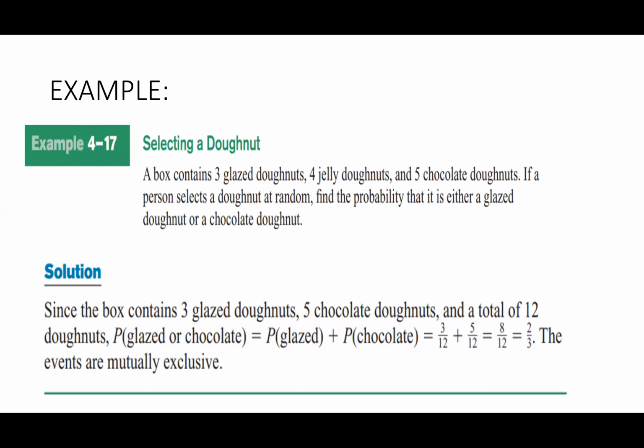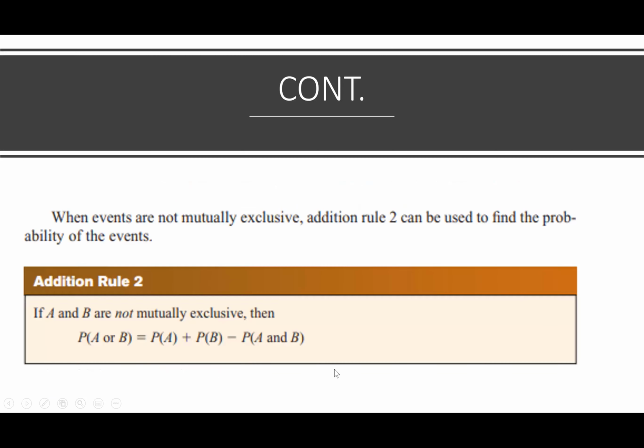For example, a box contains 3 glazed donuts, 4 jelly donuts, and 5 chocolate donuts. If a person selects a donut at random, find the probability that it is either a glazed donut or a chocolate donut. And the solution: 3 plus 5, and the total number of donuts in the box is 12. So the probability of glazed or chocolate is equal to glazed plus chocolate. So we'll add them and then divide. So the probability is 2 by 3. The events are mutually exclusive.